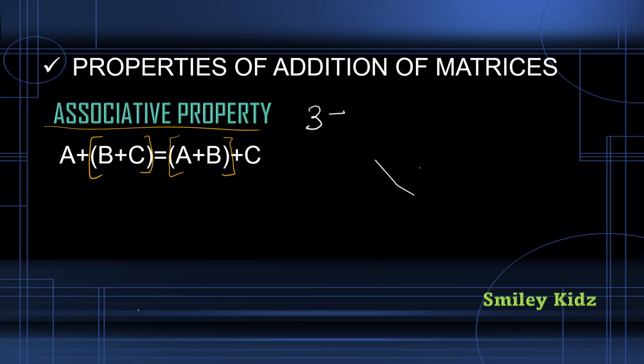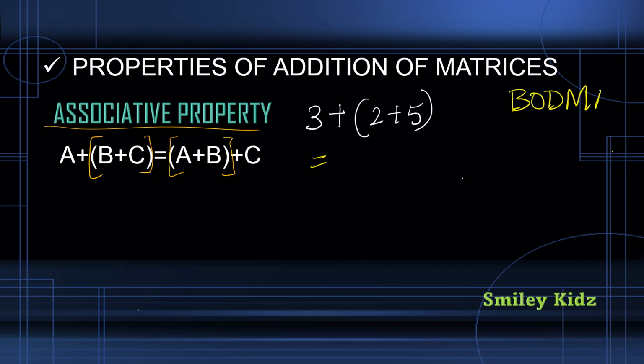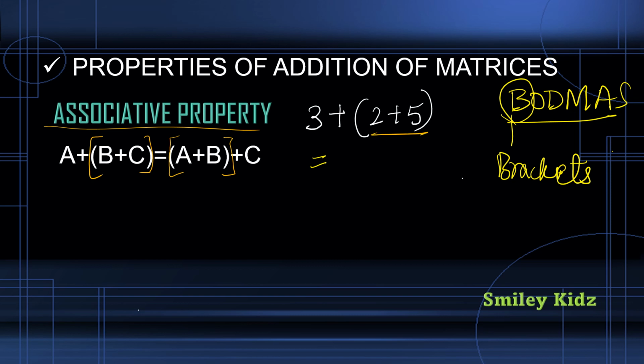Now if I have 3 plus (2 plus 5), tell me, what will this be equal to? You're going to follow the BODMAS rule, which says brackets first. You're going to solve the brackets first. B for brackets, and then we have order, division, multiplication, addition, and subtraction. This is something you already know. Now if I solve the brackets first, we have 3 plus 7, which is 10, isn't it?